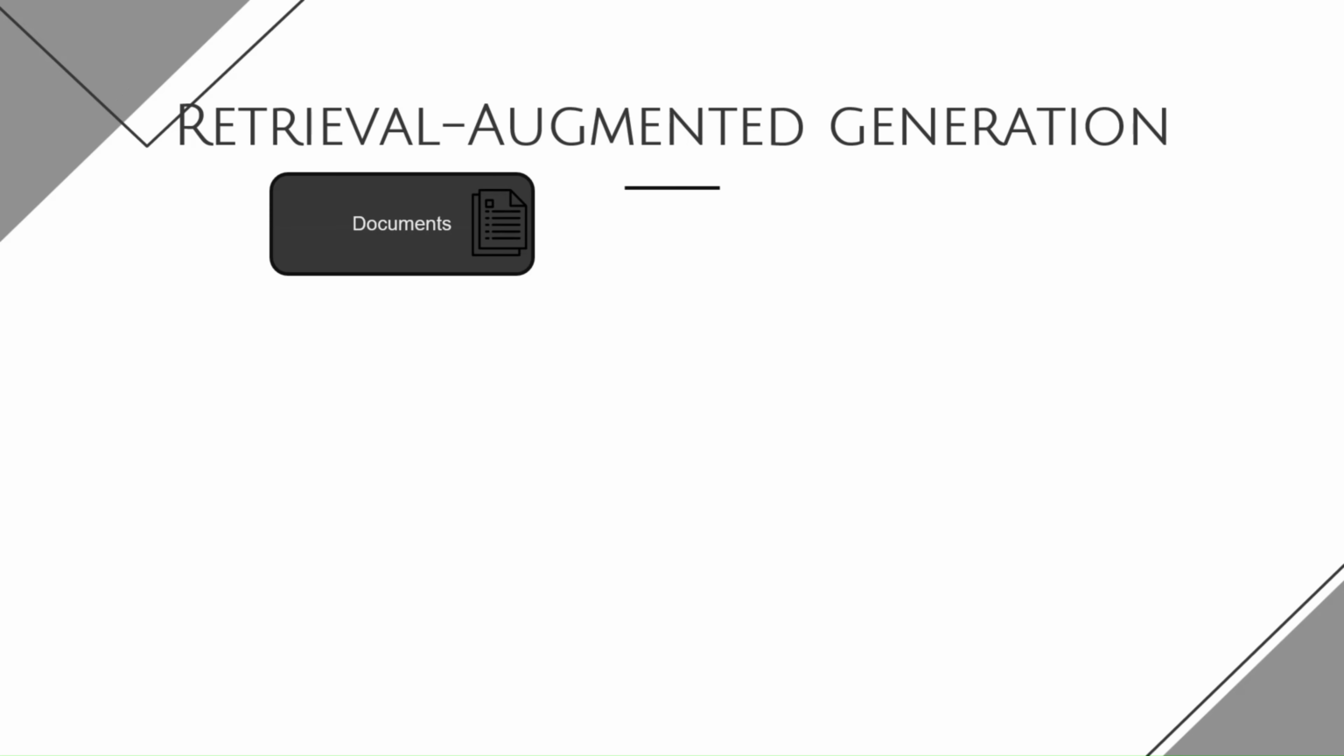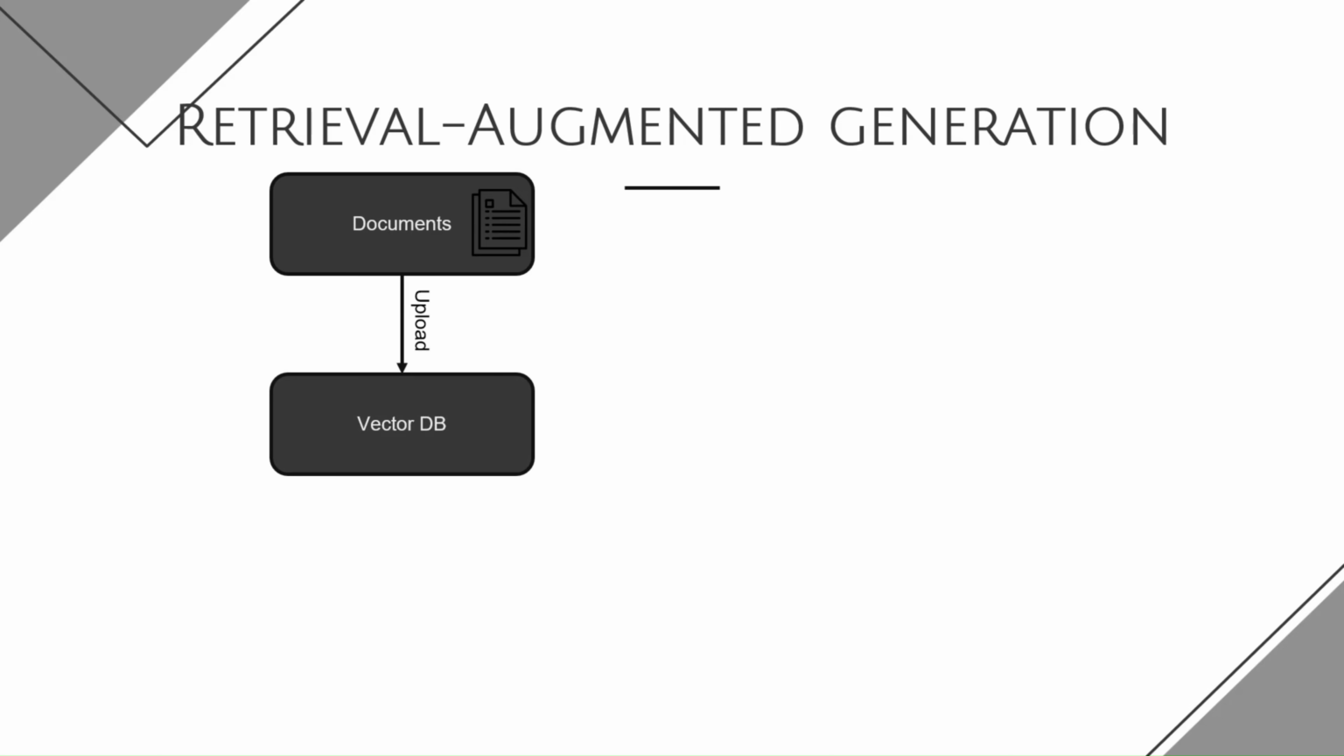All right, let's break down how retrieval augmented generation works using this diagram. First, we start with a collection of documents. This could be anything from research papers to articles or structured data. The key here is that these documents are filled with information that the AI can later retrieve. These documents are uploaded into what we call a vector database. Now, a vector database is where the magic begins. It does not store the documents as plain text, but converts them into vector representations, allowing the AI to search and retrieve relevant information.